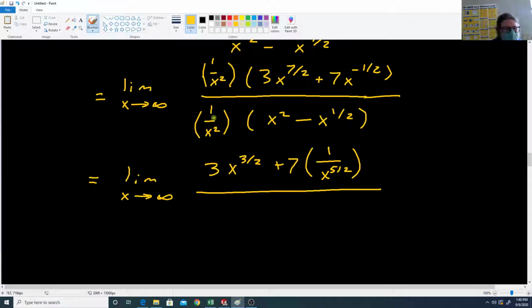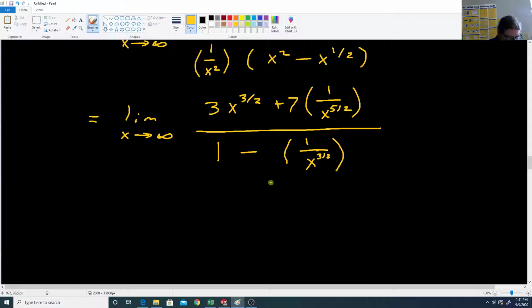And then down here these cancel completely. And here we have x to the 1 half up top. We have x squared down below. So one of the halves is going to go away. You get x to the 1.5, which is 3 halves. So we get times x to the 3 halves power.